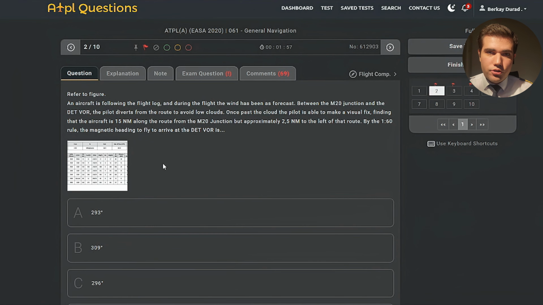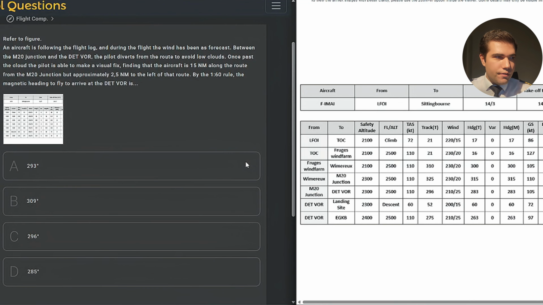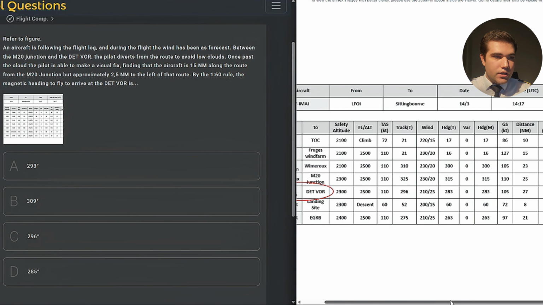Alright, first of all, I will turn on my annex. Now we have the annex in front of us, so it will be much easier. I will mark DET VOR, so we are focusing over here. We know that this route has a distance of 27 nautical miles, and we already have flown 15 nautical miles along the route, so it will be 27 minus 15. I will have 12 nautical miles left to fly.